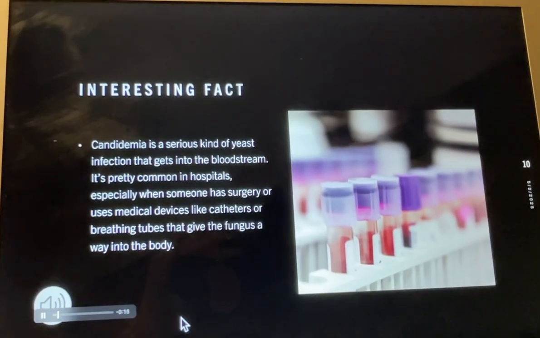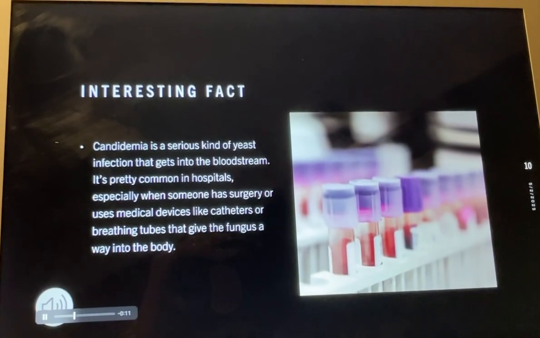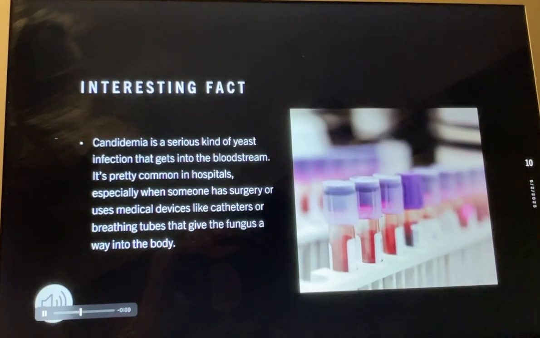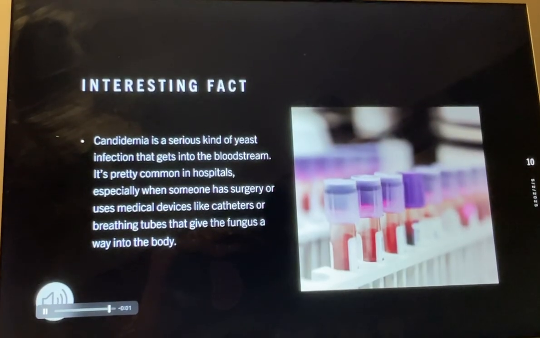An interesting fact about the lecture today is candidemia is a serious kind of yeast infection that gets into the bloodstream. It's very common in hospitals, especially when someone has surgery or uses medical devices like catheters or breathing tubes that give the fungus a way into the body.